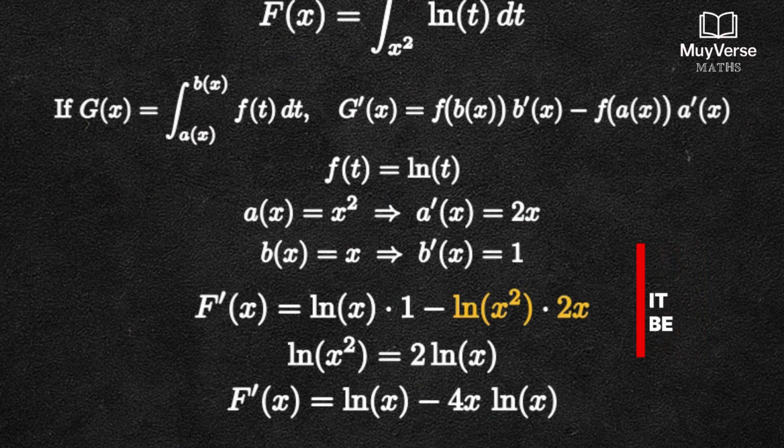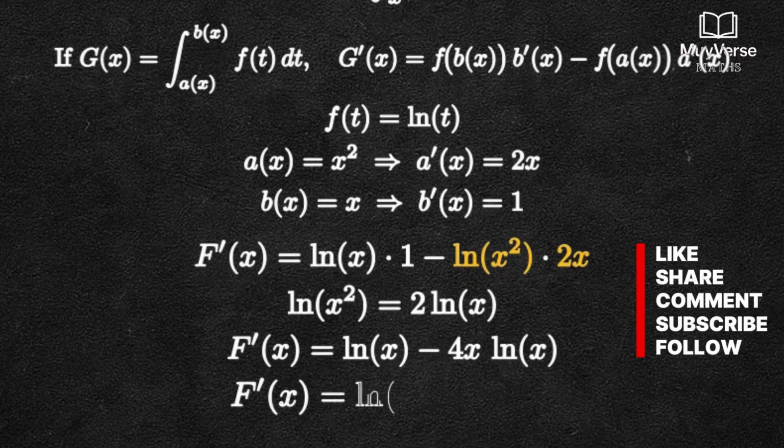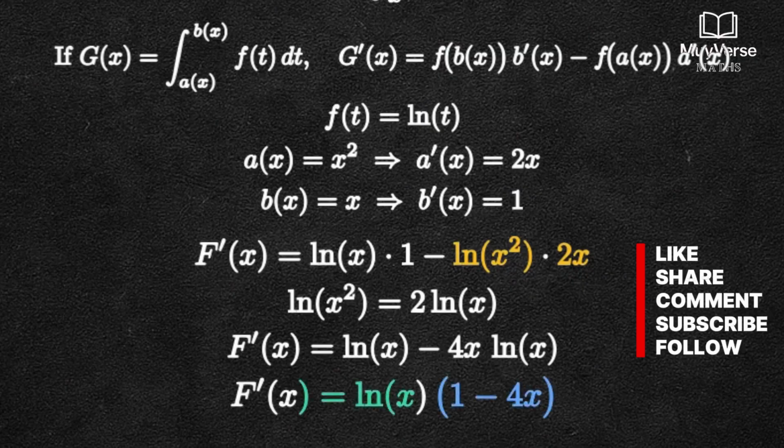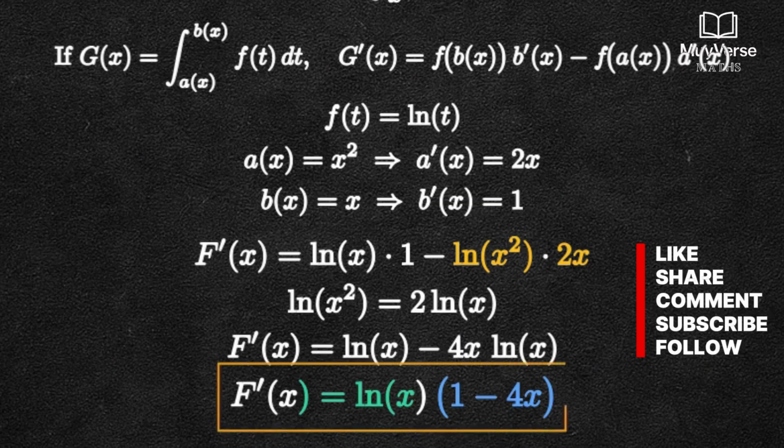Step 4. Factor the common term natural log of x. f prime of x equals natural log of x times left parenthesis 1 minus 4x right parenthesis. Final answer. The derivative equals natural log of x times 1 minus 4x.